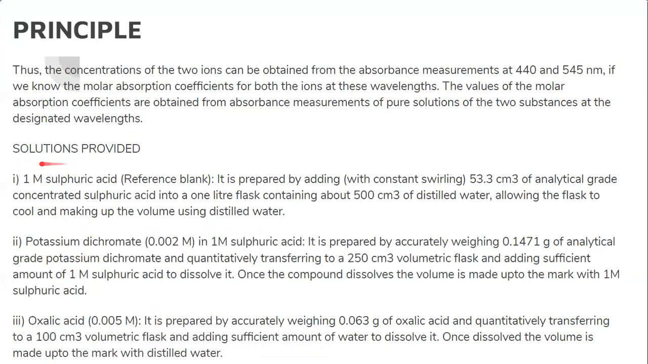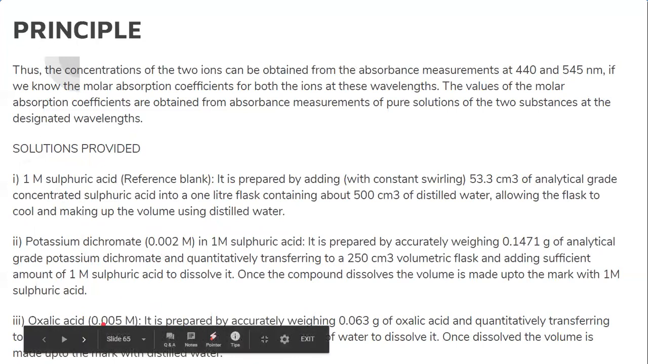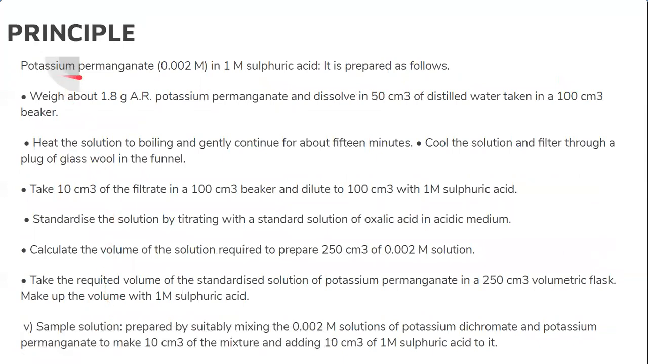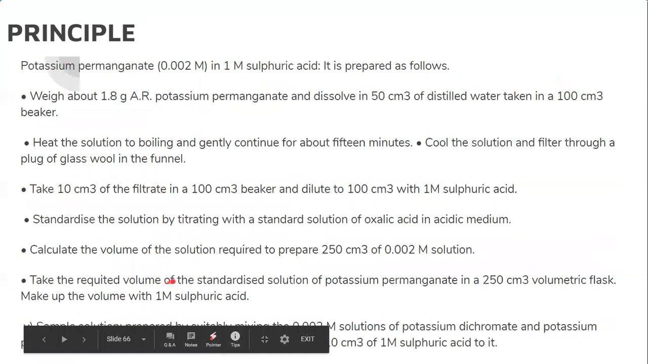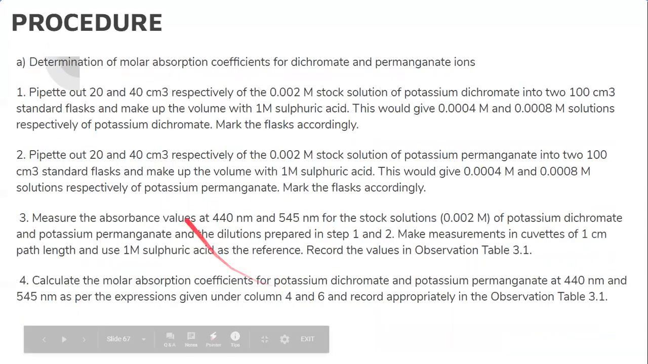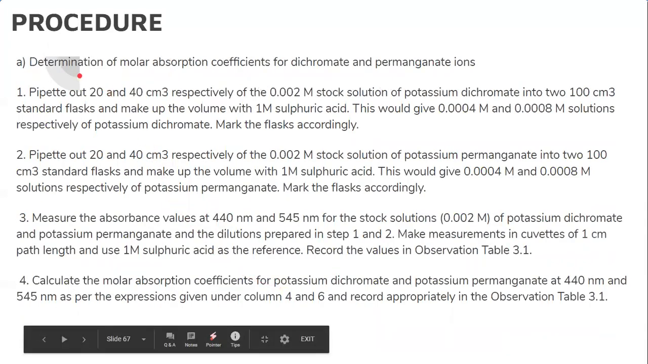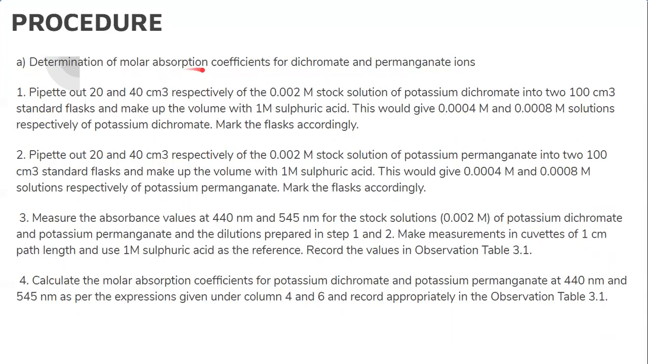So, standard solutions. In this principle, we require these solutions: one is 1 M sulfuric acid, potassium dichromate of this concentration, oxalic acid of this much concentration, and potassium permanganate of this much concentration. And this is how we prepare and standardize potassium dichromate as well as potassium permanganate. And then the procedure. Our procedure involves three steps. The first step is determination of the molar absorption coefficient of dichromate and permanganate individually at 440 nanometers as well as 545 nanometers.